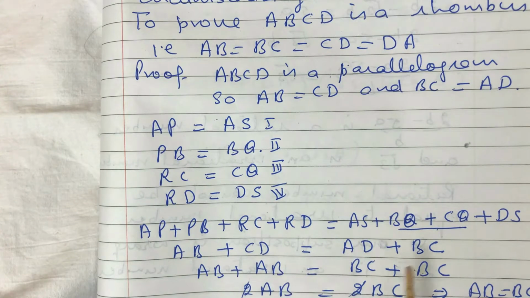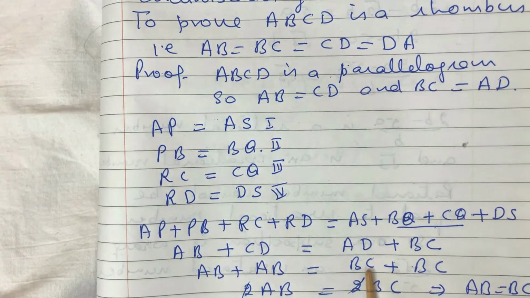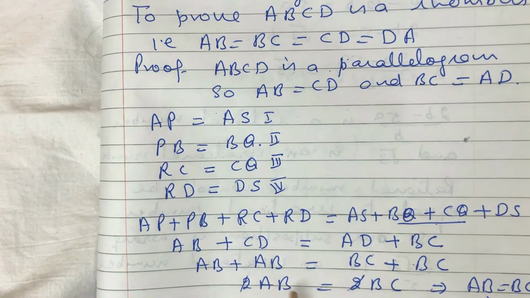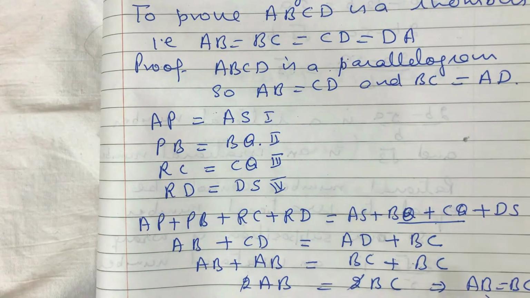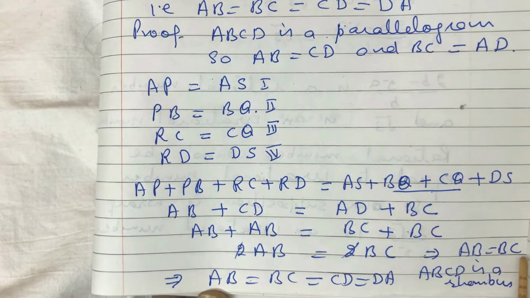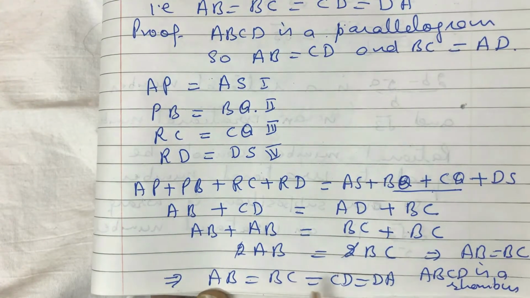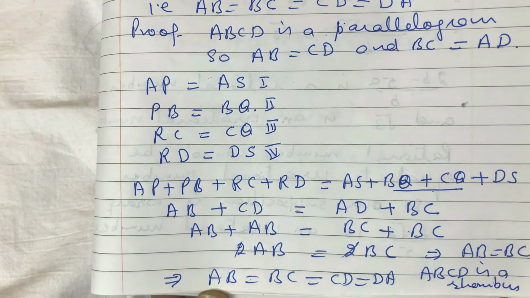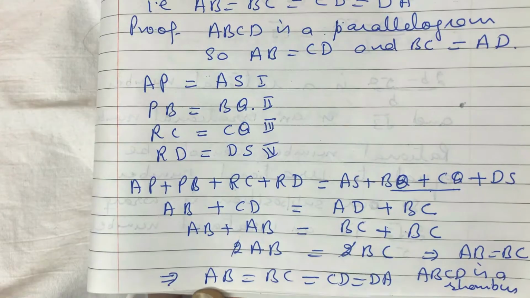CD is equal to AB and AD is equal to BC because opposite sides of a parallelogram are equal. So, 2 times AB is equal to 2 times BC. It means AB is equal to BC. So, from this and from this, AB is equal to BC is equal to CD is equal to DA. So, ABCD is a rhombus. This is what we want to prove.